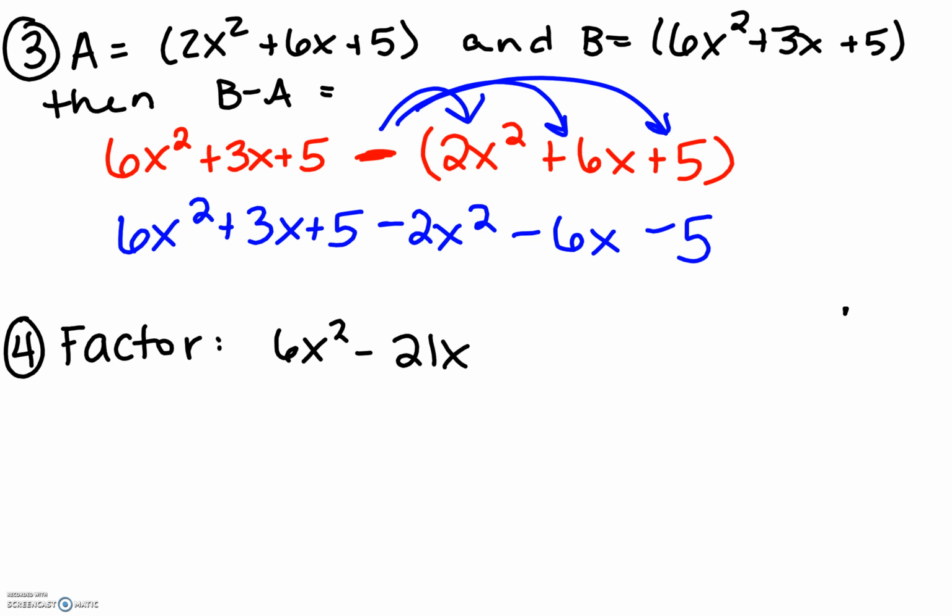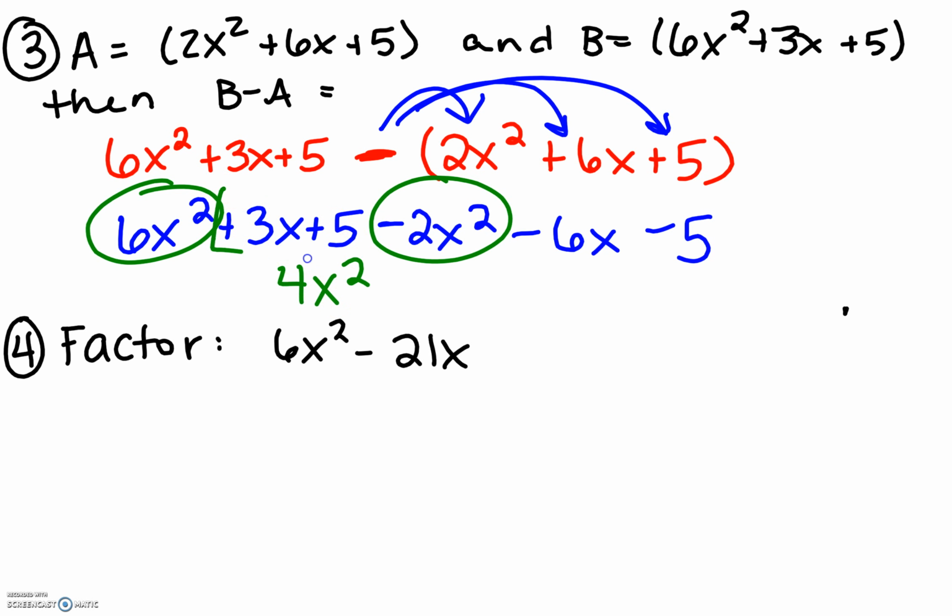From here, I'm just going to combine my like terms. A positive 6x squared and negative 2x squared. When I combine them, it's 4x squared. A positive 3x, a negative 6x becomes a negative 3x. And then a positive 5 and a negative 5 actually cancel out. So we're just left with 4x squared minus 3x.